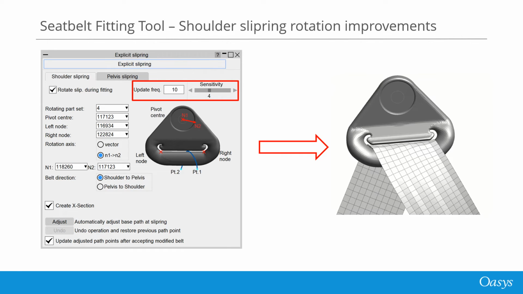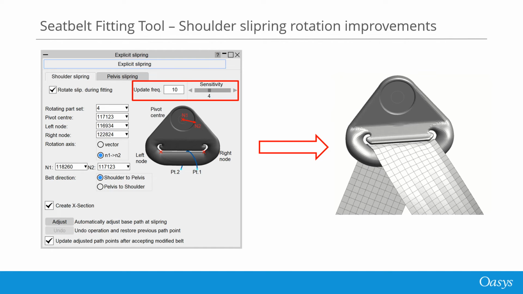Additionally, the update frequency controls the number of belt fitting iterations between slip ring rotations. A lower value gives a more robust slip ring rotation, as it rotates more often. A higher value will increase the fitting speed. In the fitting process on the right, you can see that the slip ring rotation has stopped as soon as it reached a balanced position, improving the speed of the overall fitting process.